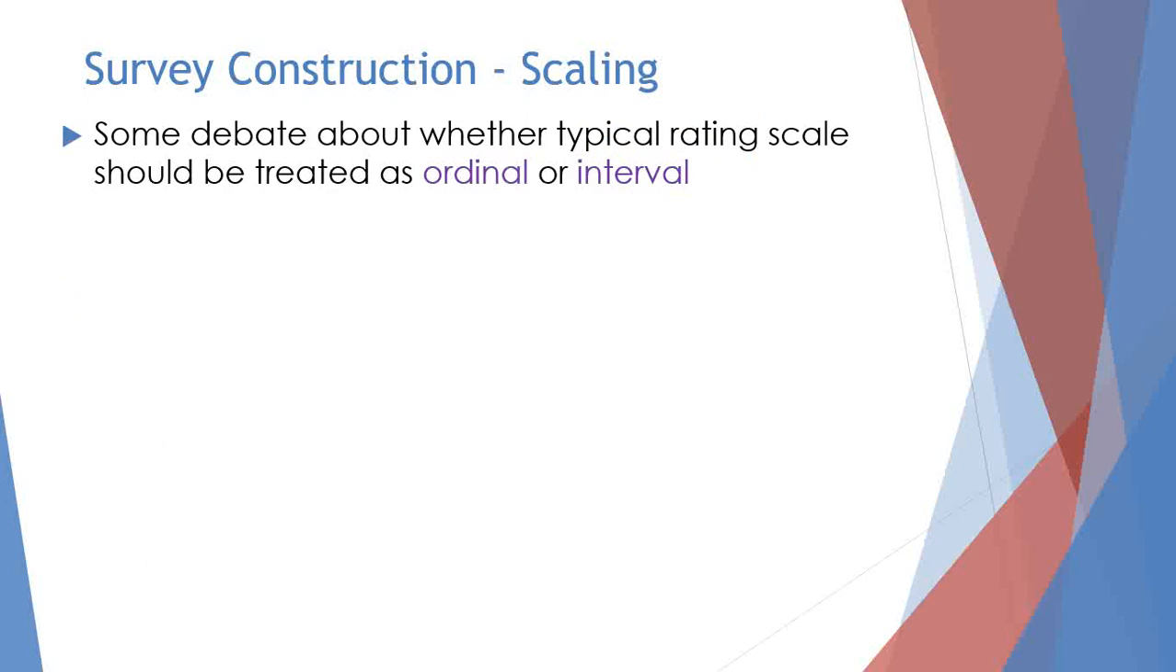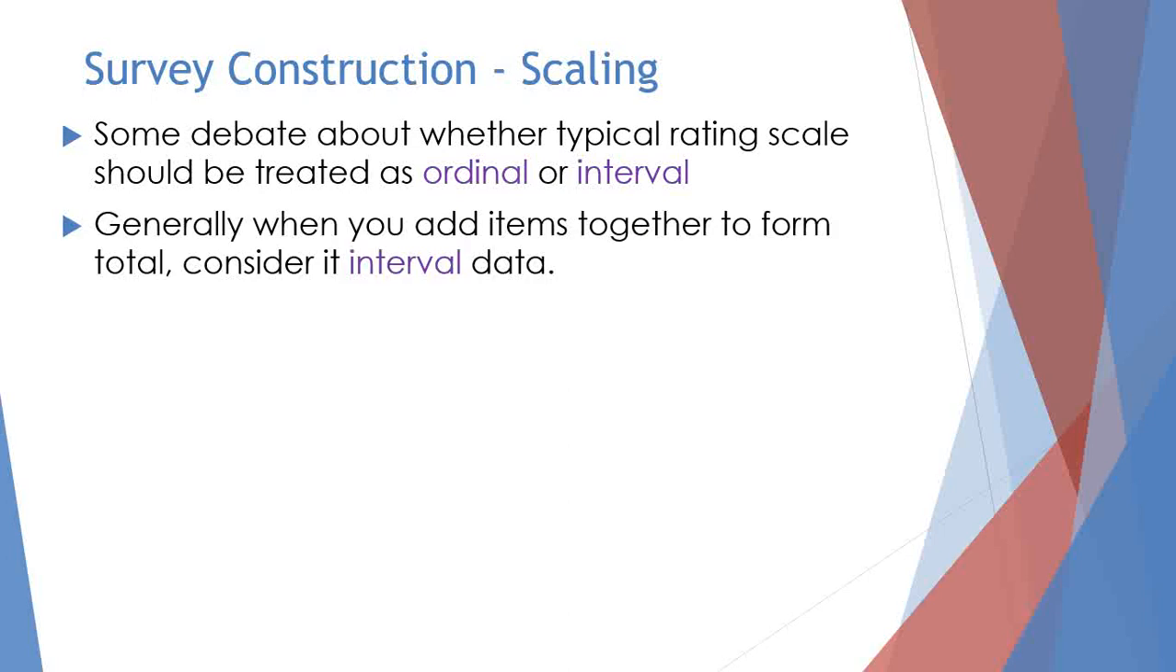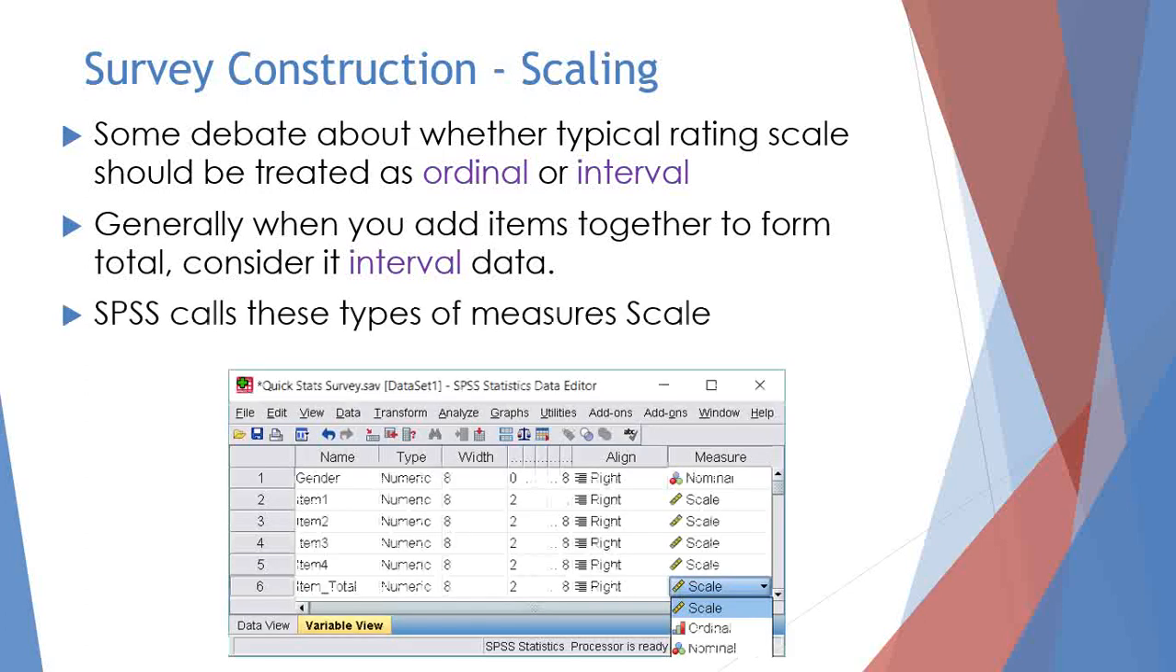Now, there's some debate as to whether typical rating scales should be treated as ordinal or interval. Generally, when you add items together to form a total, you would consider it interval data. And this is particularly important if you're going to be doing scatter plots and things like that, because SPSS doesn't like doing nominal or ordinal data with a scatter plot. So SPSS, you see a screenshot here, it calls these items scale.